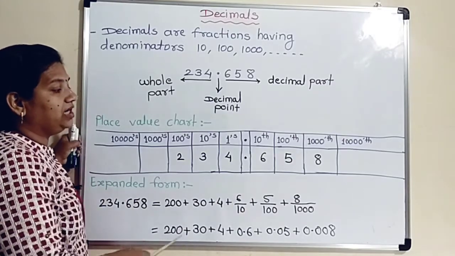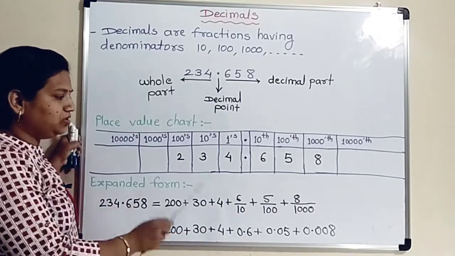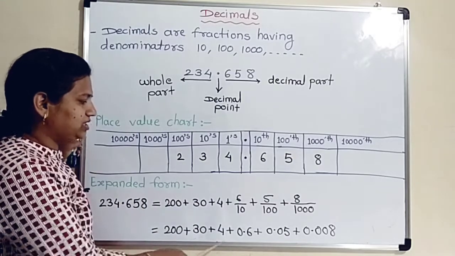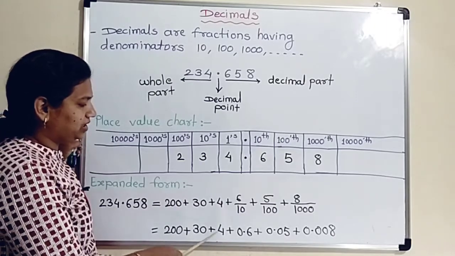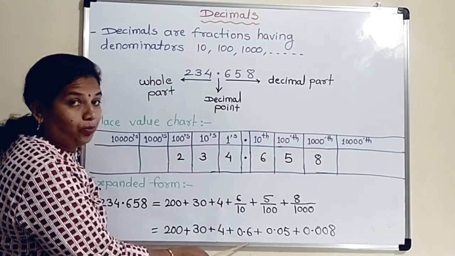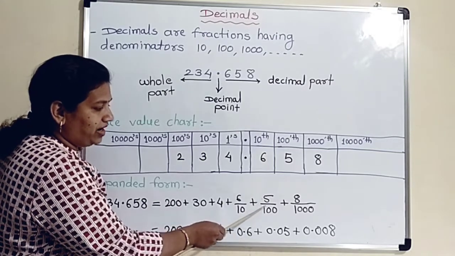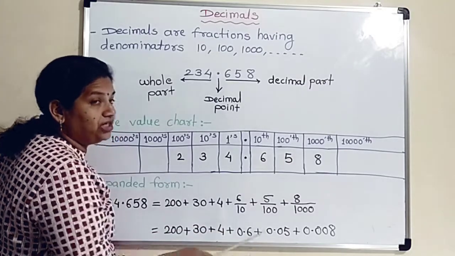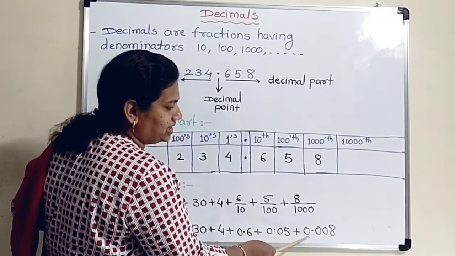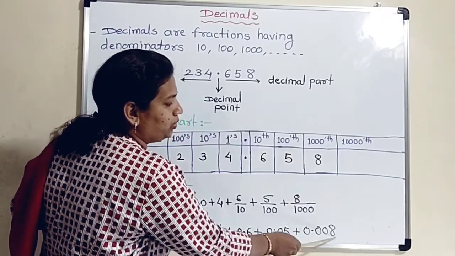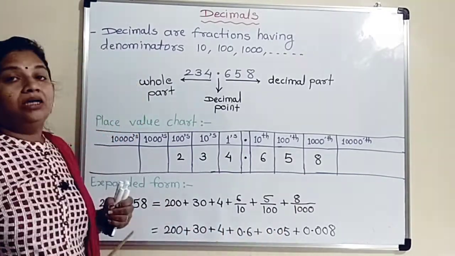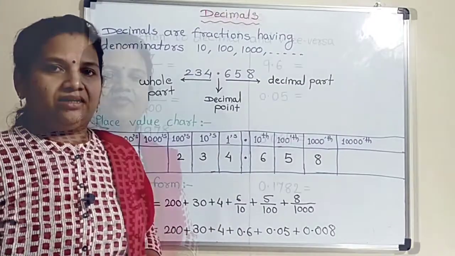And when we are writing in the decimal form, decimal notations, then the expanded form will be: the left side digits, they will not change. 200 plus 30 plus 4 plus 6 by 10, we can write it as 0.6. 5 by 100, we can write it as 0.05. And 8 by 1000, we can write it as 0.008. Now why these fractions are written like this? So this we will learn in our next part.